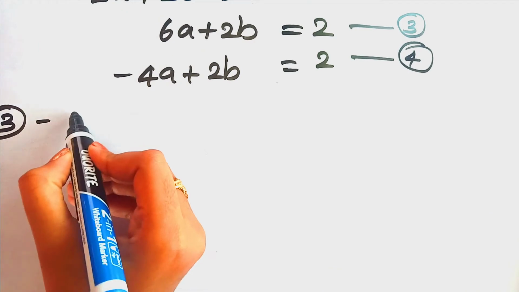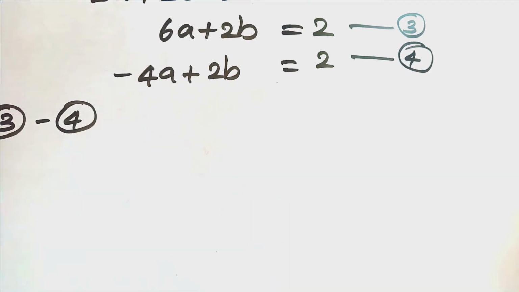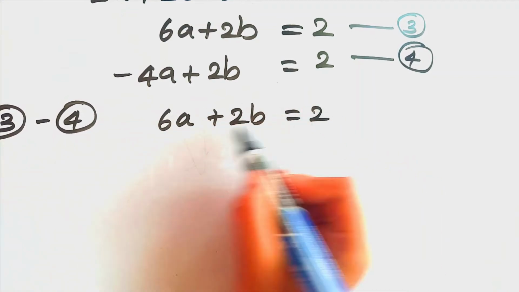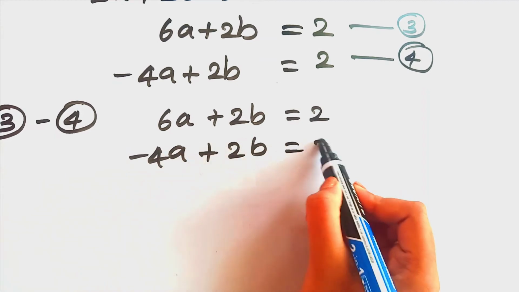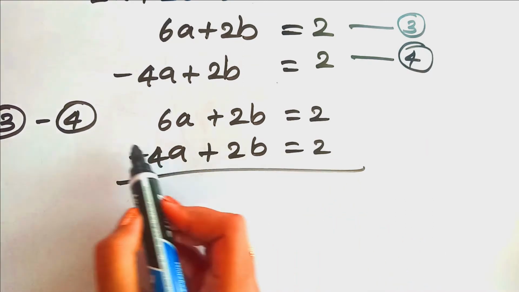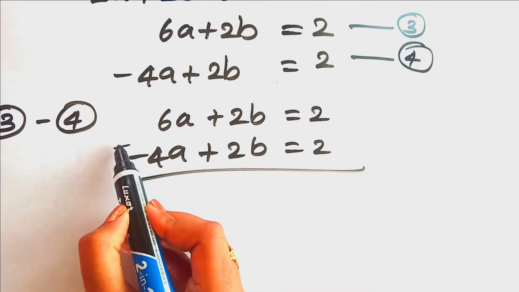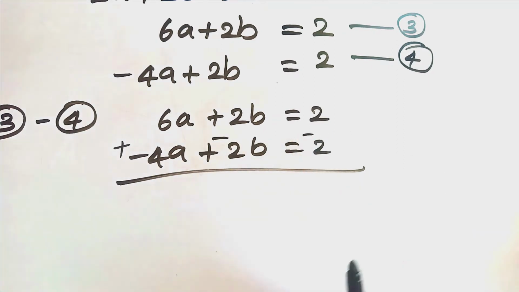Equation 3 minus equation 4. While subtracting this, we'll get 6A plus 2B is equal to 2, and then minus 4A plus 2B is equal to 2. Now we are going to subtract it. If we subtract, the sign in the second equation will be changed, so the minus will become plus, and the plus will become minus.